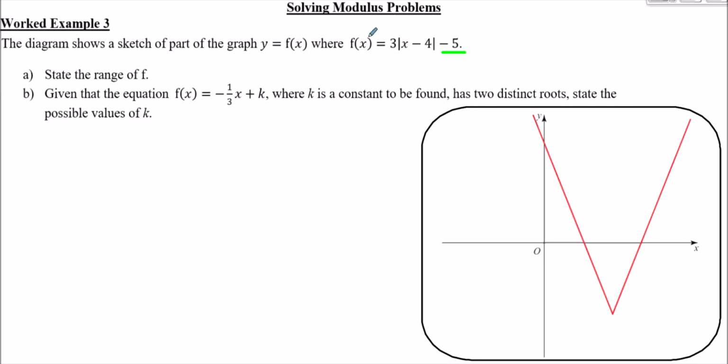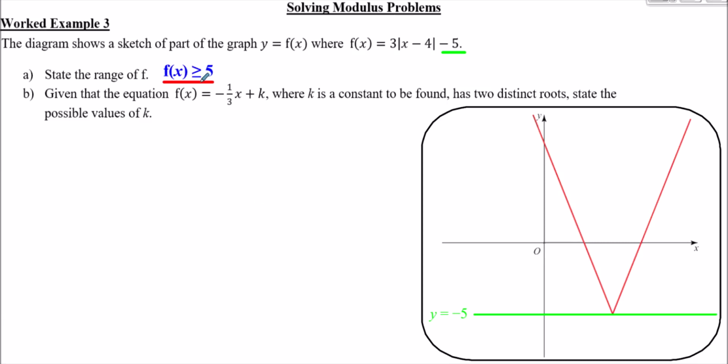So f of x is going to have a minimum when x is at 4, then y will be minus 5. So this vertex here must be when y is equal to minus 5. So this red V is at least minus 5 for everything. So therefore we can say that the range of f of x is that f of x needs to be minus 5 or greater.